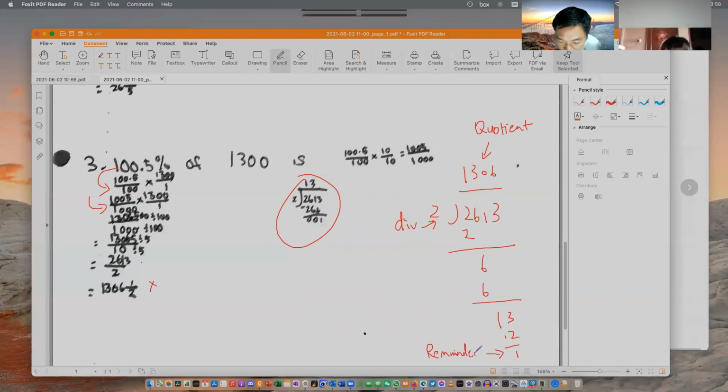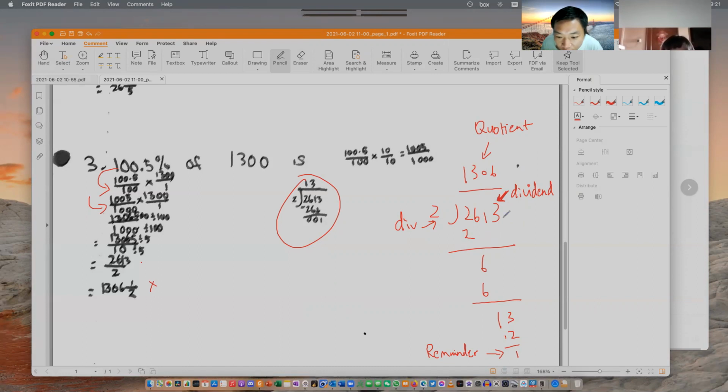In case you cannot, can you still remember what's 2613? What's the name for this 2613? Dividend. Okay. If I can remember, you're supposed to remember.